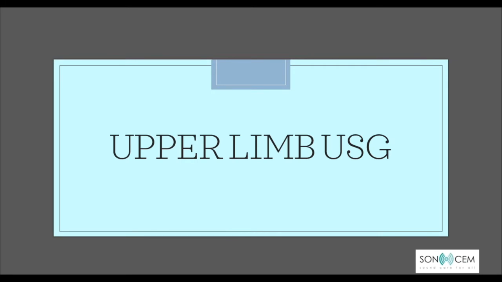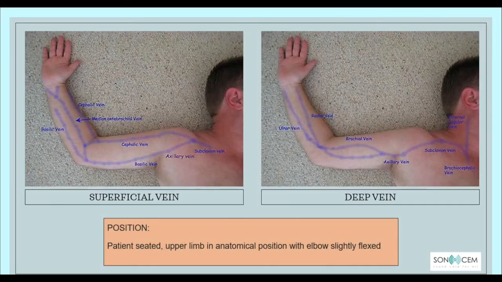Okay, that's all for lower limb ultrasound. Now we will continue with upper limb ultrasound for DVT. First, positioning. We put the patient seated and the upper limb in anatomical position with elbow slightly flexed.